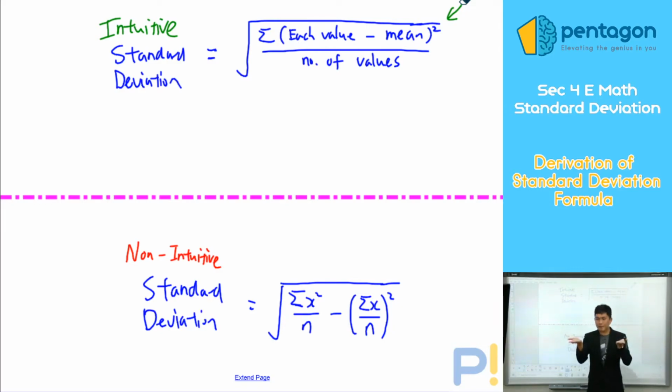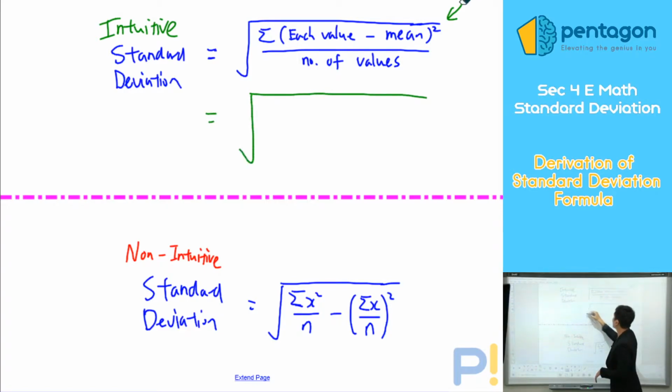So before I can build a bridge connecting the two sides, yes, first I need to be using the same kind of notation as the non-intuitive one. After all, this is a subject of mathematics. We should be using mathematical notations and symbols. Okay? So converting the formula on top into something with more mathematical symbols and notation.